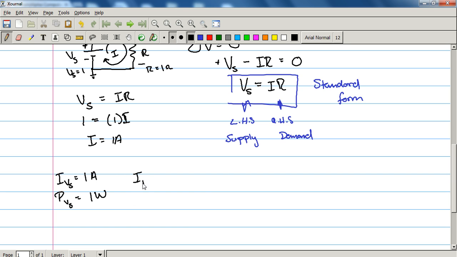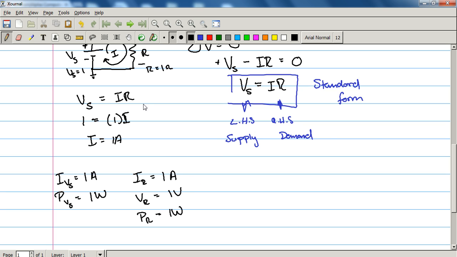The current through the resistor is 1 amp because it's on the loop. The voltage drop across the resistor is 1 volt, IR, and the power across the resistor is also 1 watt. And you'll start to notice some things as we solve these, like the voltage summed in a loop is 0, we already see that, and the power summed across all the components must equal the power delivered.